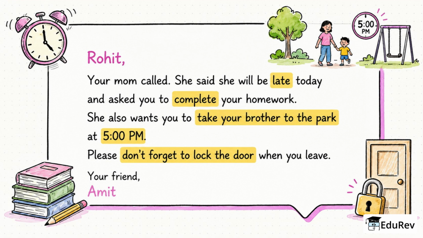I didn't write, "Hey Rohit, how was your day at school?" I got straight to the point. I included the 3 specific actions: complete homework, take brother to the park at 5 p.m., and lock the door. It's super clear, polite, and well under our 50-word limit.